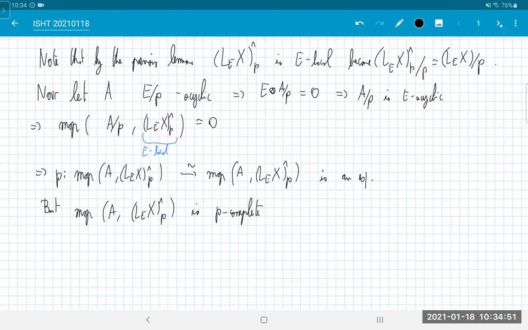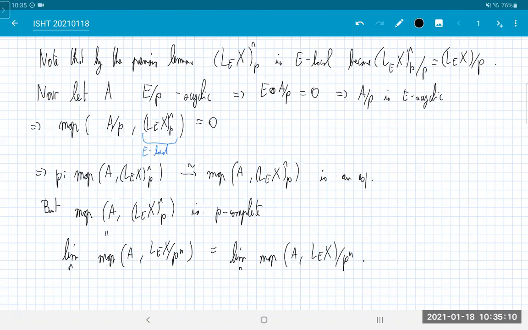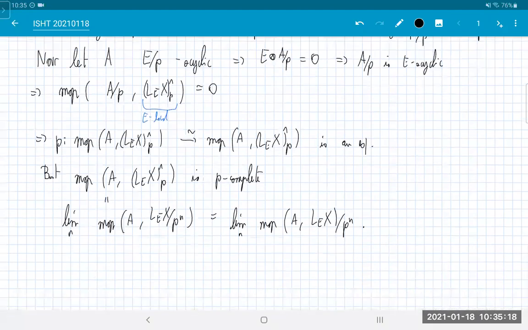Because, well, you can write it as limits over n of maps from A to LEX mod P to the n. And then you can bring the n outside. In general, mapping into a P-complete guy always gives you something P-complete with this argument. Okay, we have a P-complete spectrum where P acts invertibly. Well, therefore this guy is 0. As we wanted.